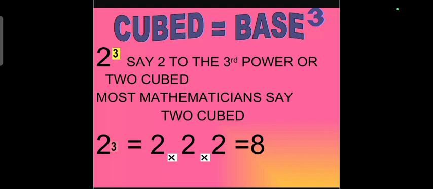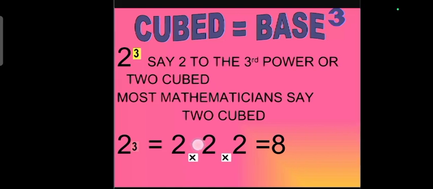Similarly, 3 raised to the power 3, we get 3 into 3 into 3, which is 27. 4 raised to the power 3, that is 4 into 4 into 4, becomes 64. And similarly, 5 into 5 into 5, that is 5 cubed, becomes 125, and so on.